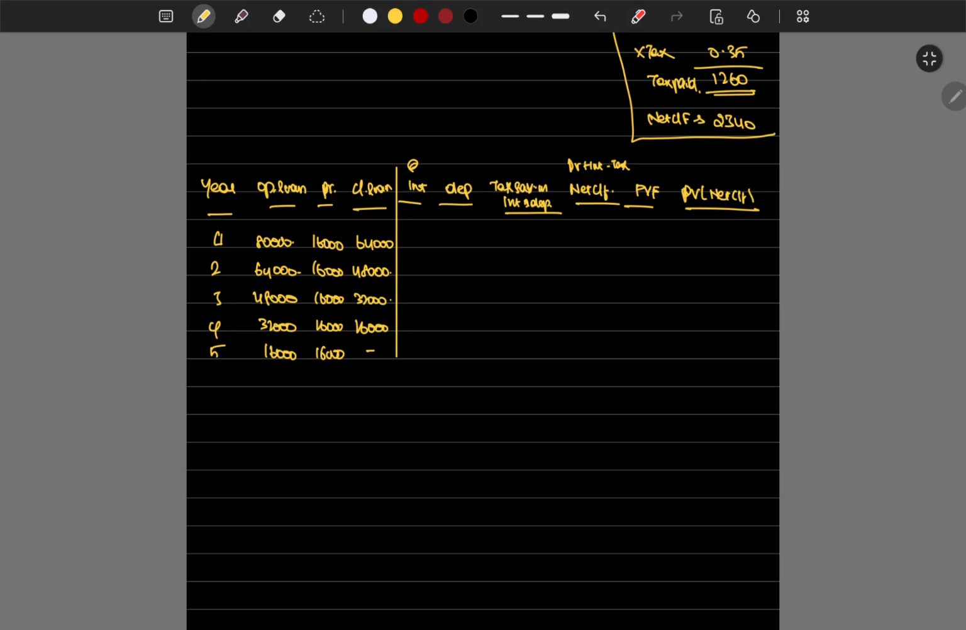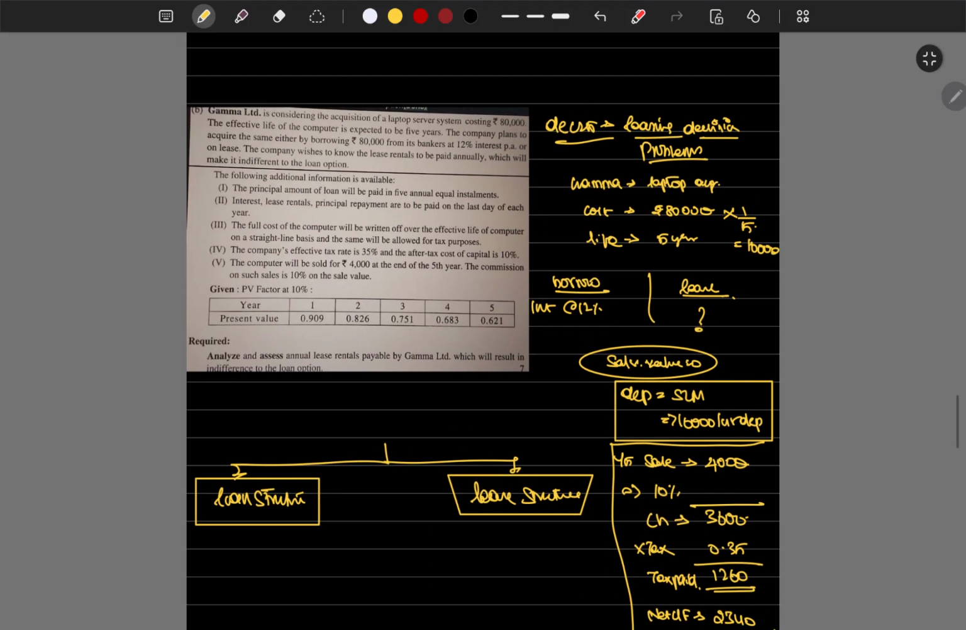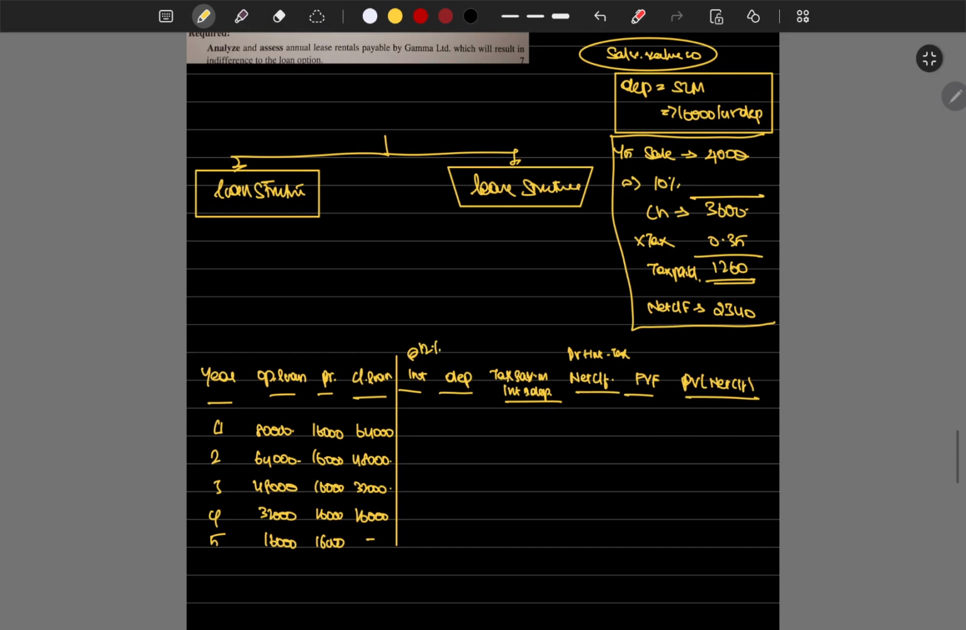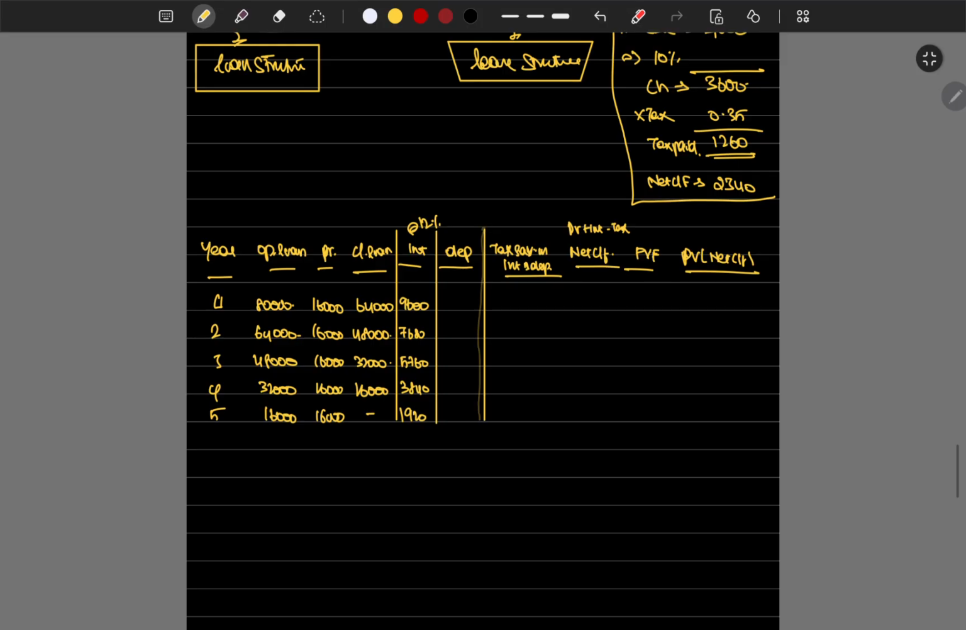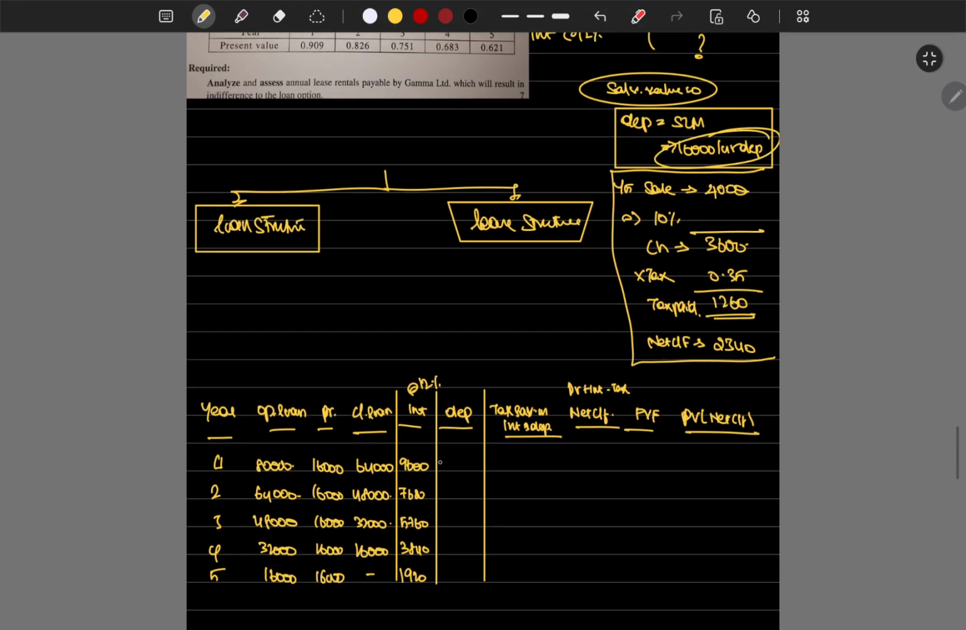So interest at what rate? 12%. We have to take 12% interest on the opening loan. On 80,000, that is 9,600. Then 64,000 gives 7,680. 48,000 gives 5,760. 32,000 gives 3,840. 16,000 gives 1,920. What's the depreciation? Depreciation is standard. We have calculated that, which is 16,000 depreciation every year.